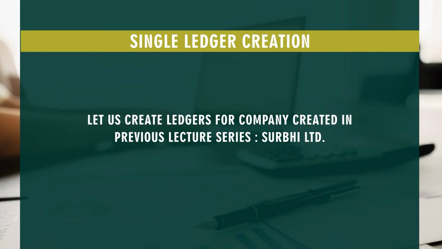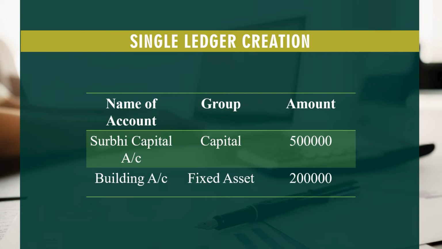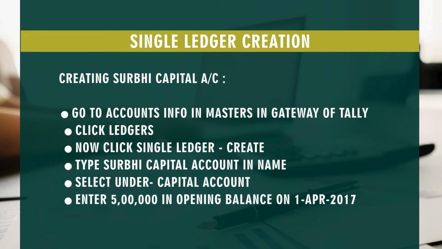As you can see on the screen, we have taken 2 ledger accounts to be created under Surbhi Limited. One is Surbhi Capital account, then there is a building account. Surbhi Capital account will be classified under the capital group and its amount is 5 lakh rupees. Whereas building account is under the group fixed assets because building is a fixed asset and the amount is 2 lakh. Now let us see the procedure of creating the ledger.